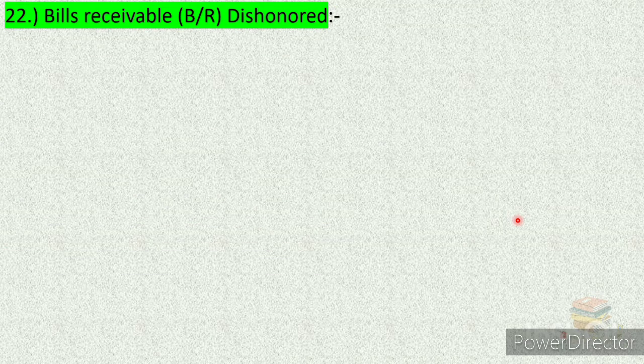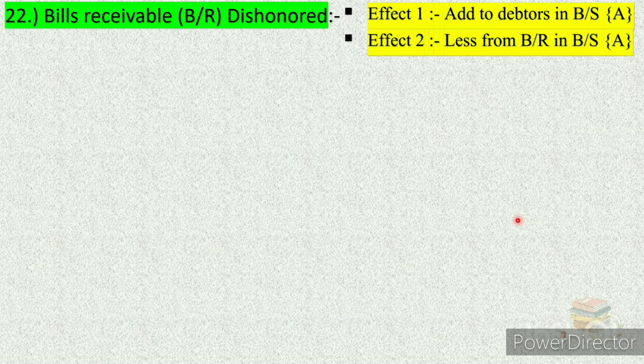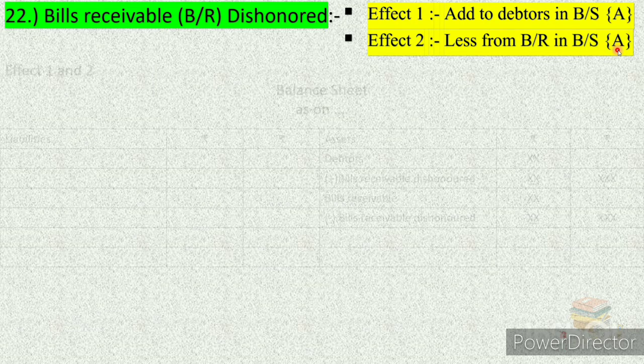Bills receivable dishonored. Bills receivable is also written as B/R. So it also has two effects in the same statement, which is in the same column of balance sheet. The first effect is add to debtors in balance sheet asset side, and second effect is less from bills receivable in balance sheet asset side. Now let's see this.